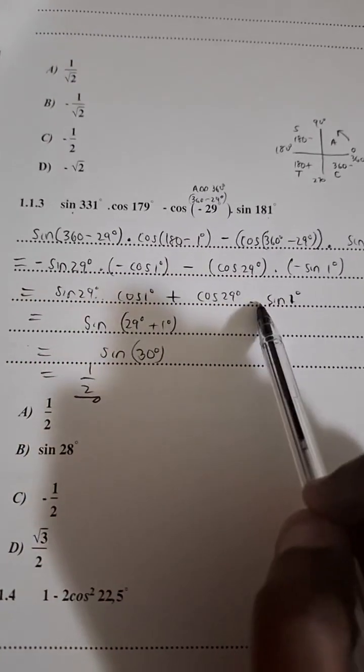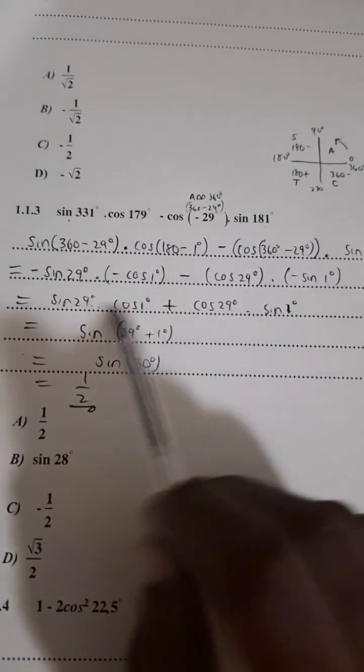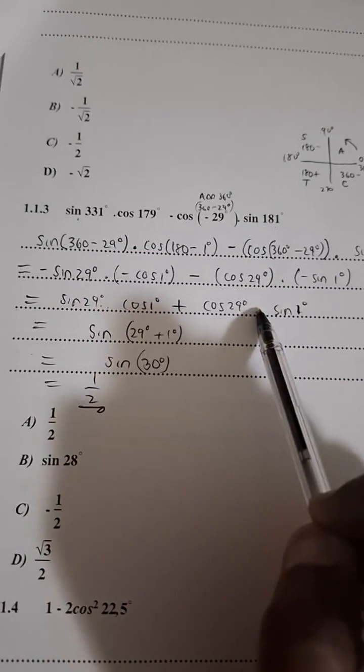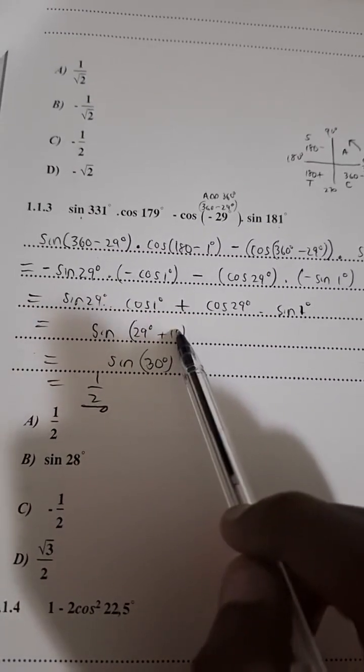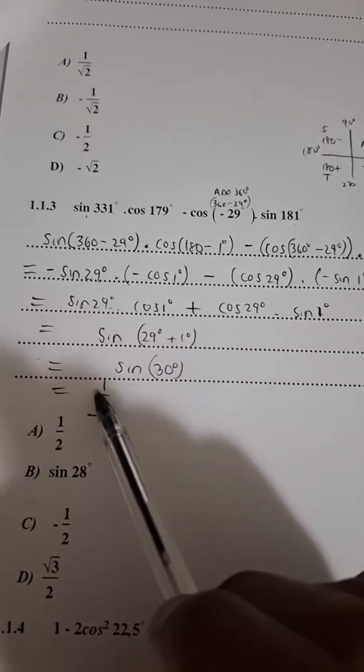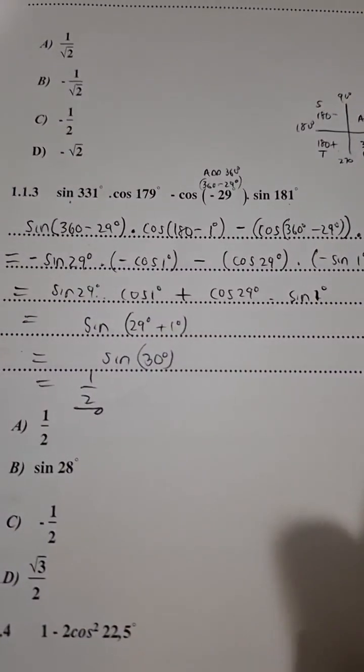Then you look at which compound expression this is. This is the addition of sine compound expression. So you add sine 29 plus 1. This gives you 30 degrees. And obviously sine 30 degrees is a half.